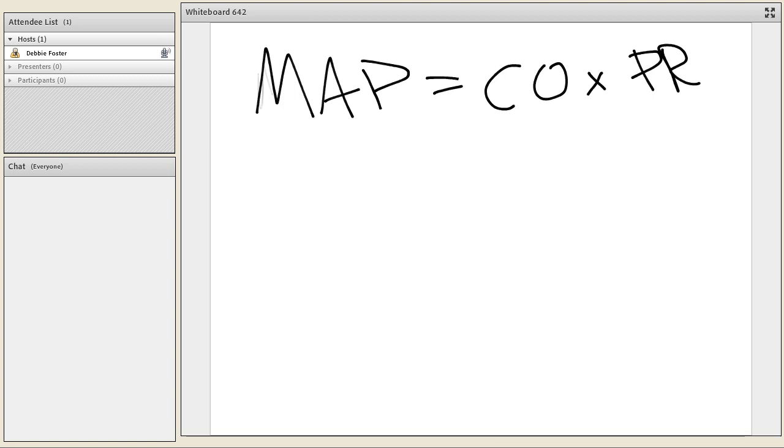So your mean arterial pressure is going to be your cardiac output, so what's coming out, and then when you factor in resistance, what is the force opposing that flow? And that ends up being the mean arterial pressure that we're talking about. Now, the reason that this is important is it leads further to a concept that we're going to talk about in what's called Poiseuille's law.